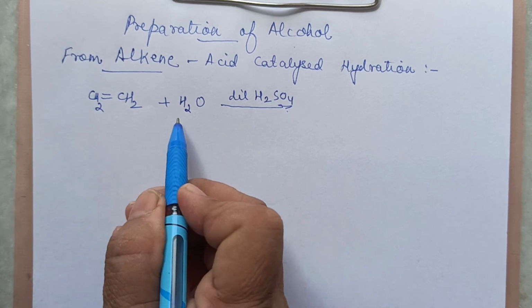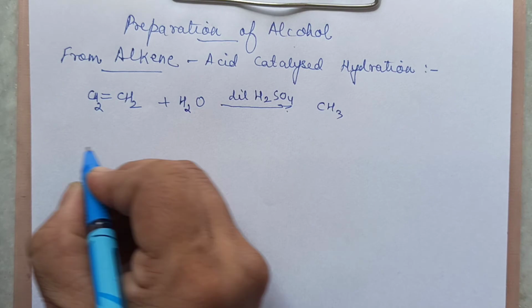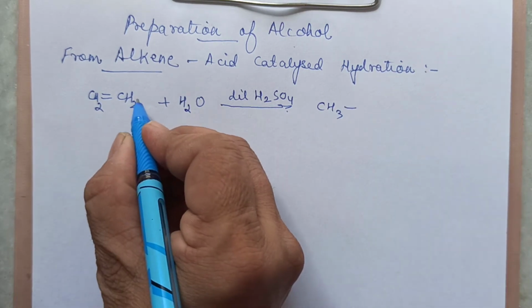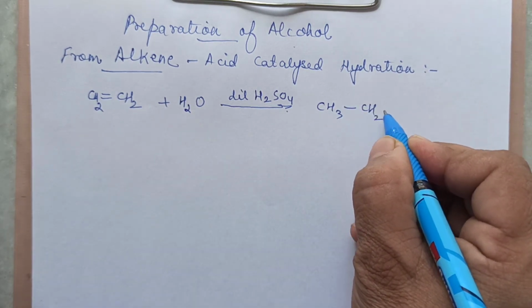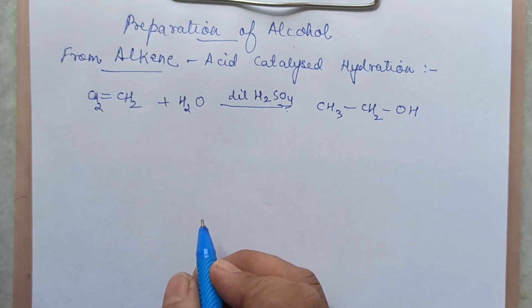You might think we are just adding water, means H and OH, so we add H here and it becomes CH3, and OH here, and it will become a single bond. So we are getting this. Then what is the use of this sulfuric acid? We will be discussing the use of the sulfuric acid in the mechanism. So this was, children, a symmetrical alkene. So no issues, we are just adding H and OH.